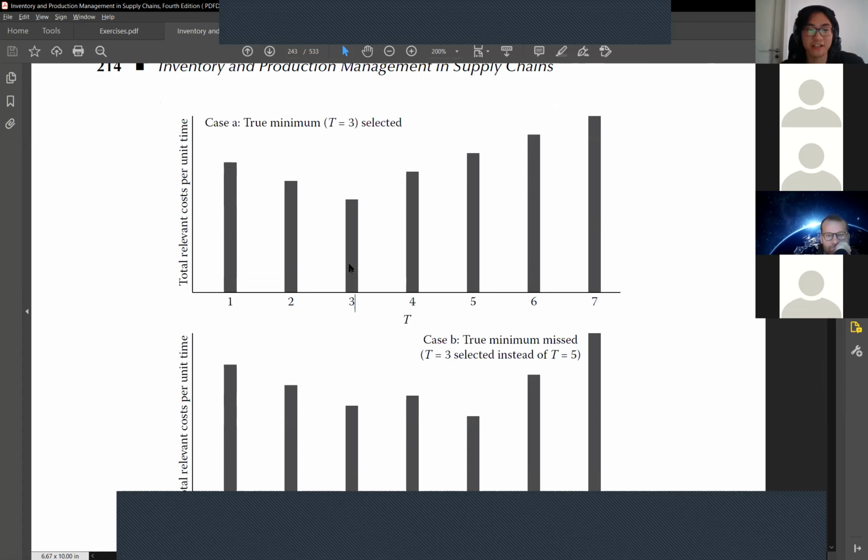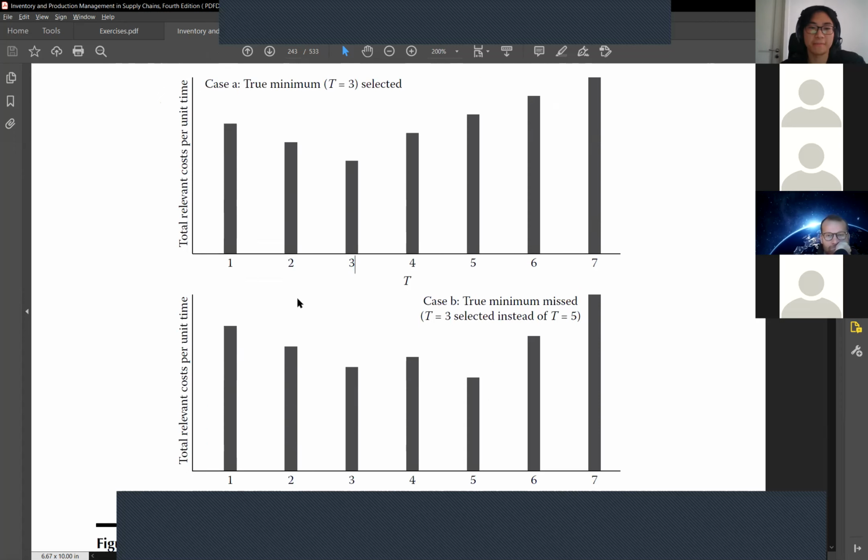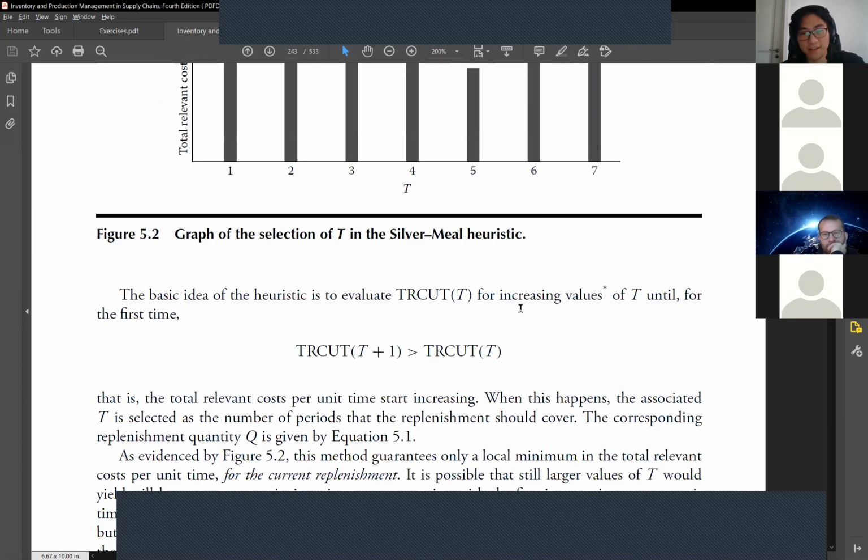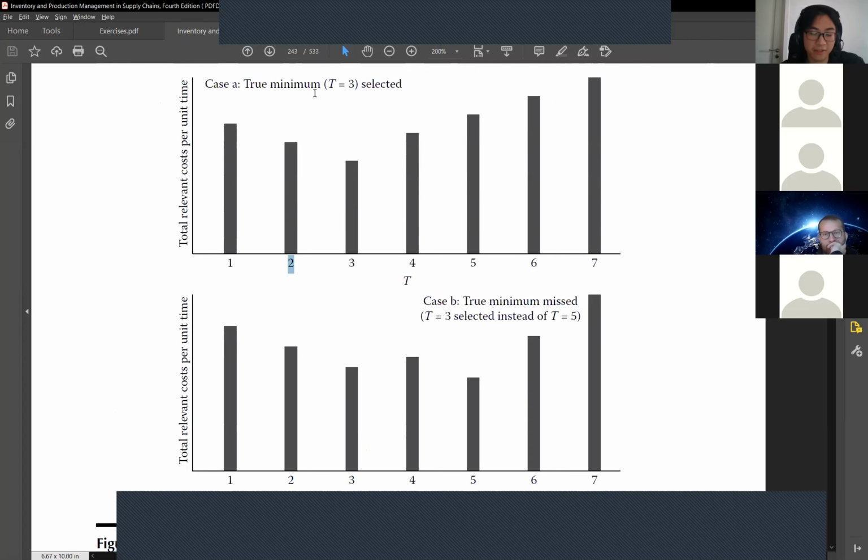There are some extreme occasions where, for example, you calculate t equals 1 and t equals 2, and it's already increasing from the first time. But you can still apply the heuristic because it's increasing for the first time. So you use the number 1, right?